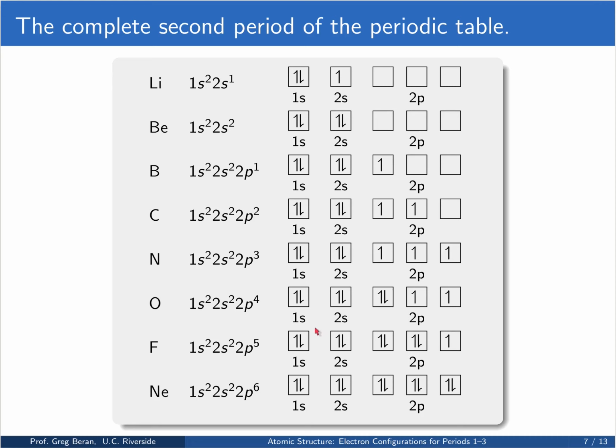For fluorine, which has 9 electrons, we end up with 5 2p electrons, and therefore we're forced to pair electrons in 2 of the 2p orbitals and have only 1 of them left unpaired. So it has a 1s2, 2s2, 2p5 configuration. Finally, for neon, we have 10 electrons, which is enough to completely fill the 1s, completely fill the 2s, and completely fill all 3 2p orbitals. And so it has a 1s2, 2s2, 2p6 configuration.